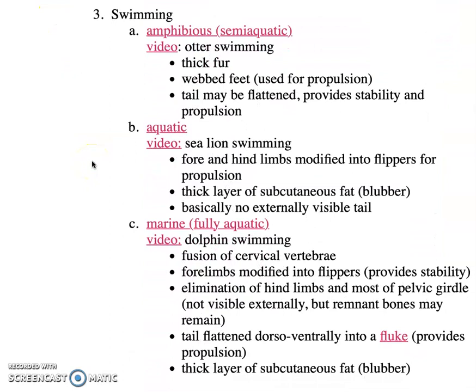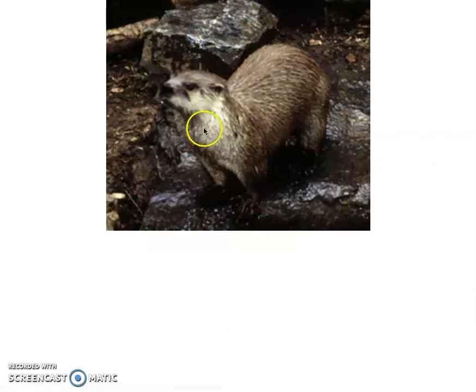The next category is swimming, and there are actually 3 different ways that mammals have adapted to live in the water. The first category is amphibious, and that refers to mammals that spend part of their time in a terrestrial environment and part of the time in the water. You can also see them referred to as semi-aquatic. So a good example of this is the otter.